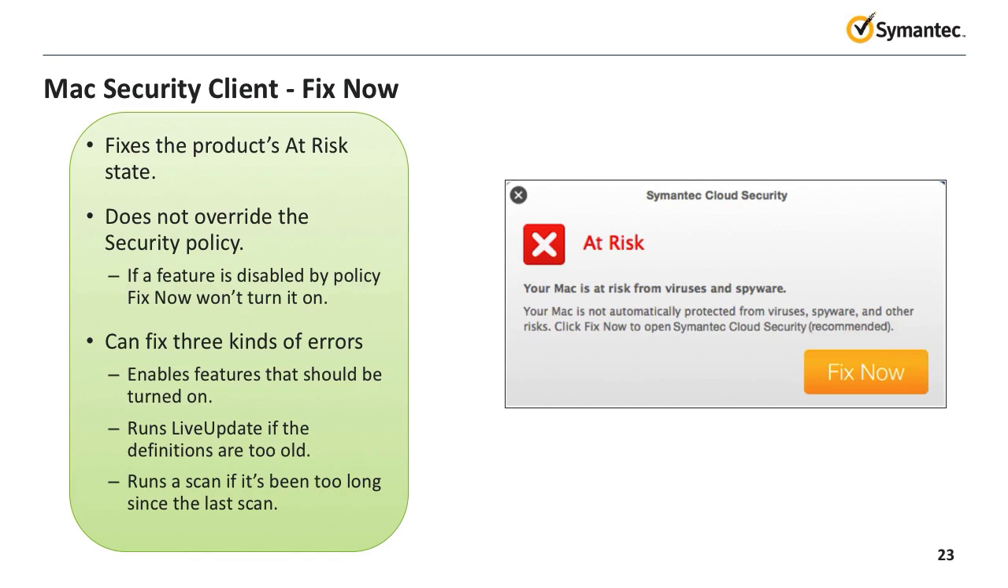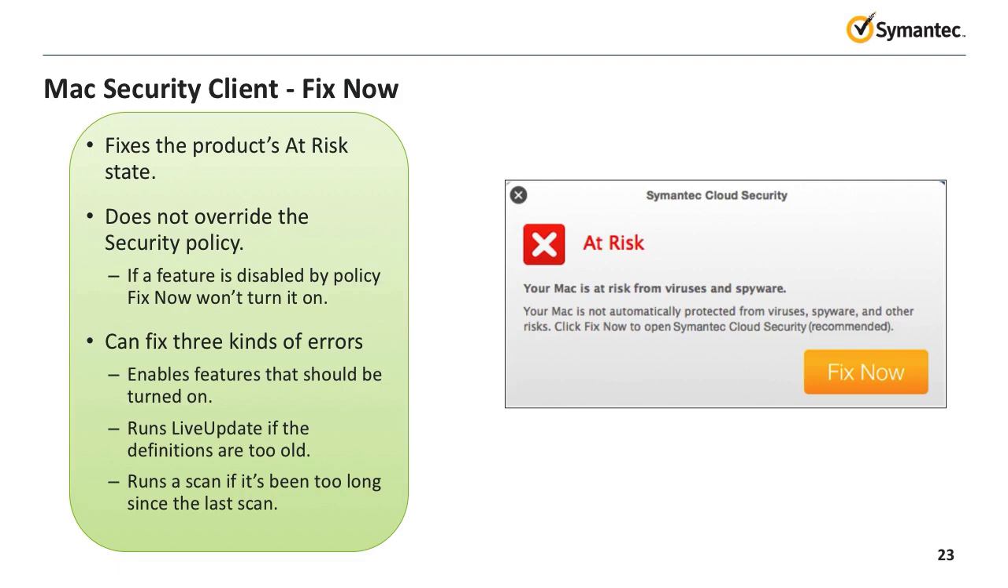The Mac security client itself can also be used to resolve certain conditions. When in an at-risk state, a pop-up notification will alert the user and provide an option to Fix Now. Using this option does not override the applied security policy. If a feature is disabled by policy, Fix Now won't turn it on. It can be used to fix three kinds of errors.